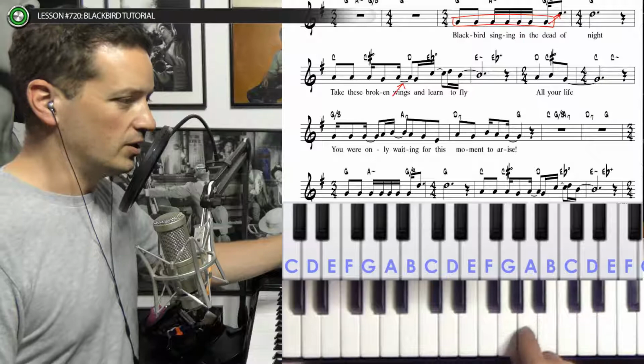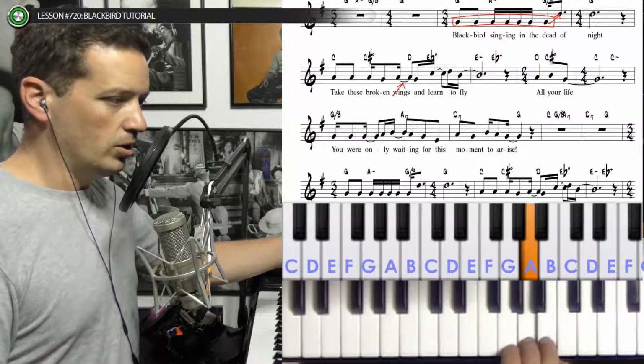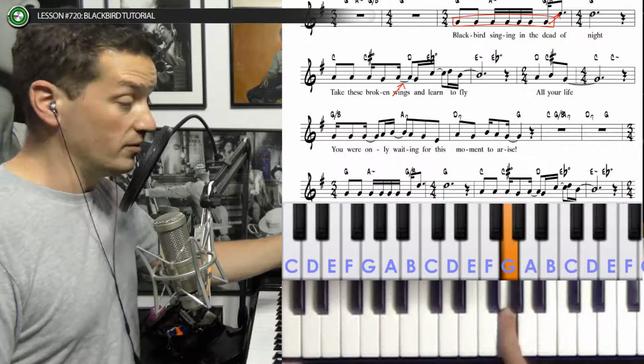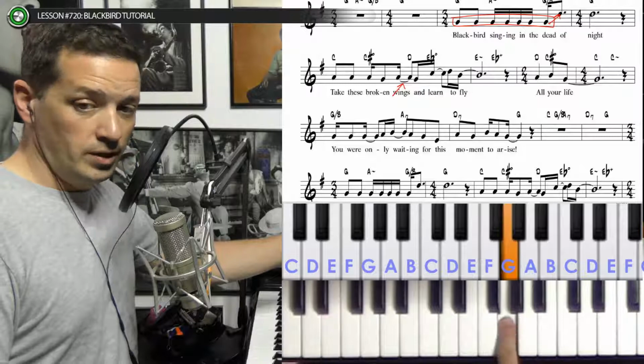All your life is going to be an A and a B and a G. So all your life. And then we're actually almost done with the song, believe it or not. We got a bunch of G's. We got to go up and then come back down. "You were" is three G's in a row. We're going to go up and then back down.